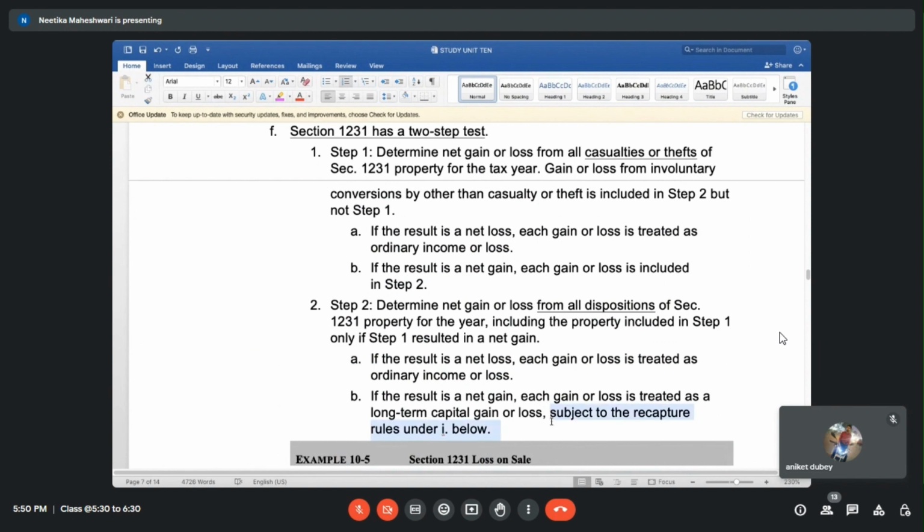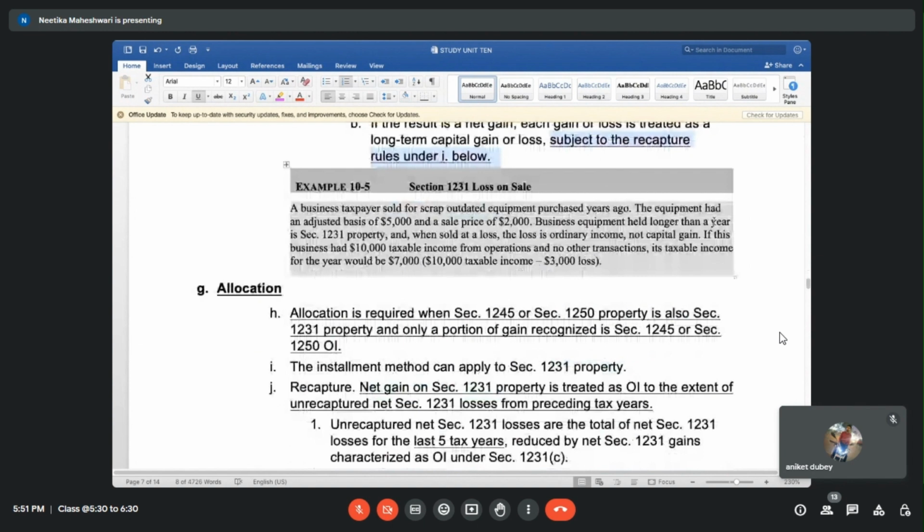What we have seen is that recapture happens only when there is depreciation. Recapture is taking that amount again and putting it into taxable income for tax purposes. Let's go over this example.